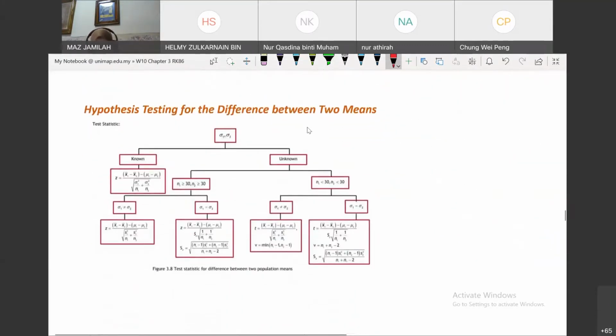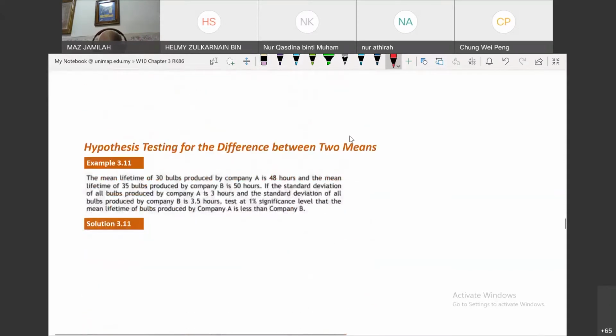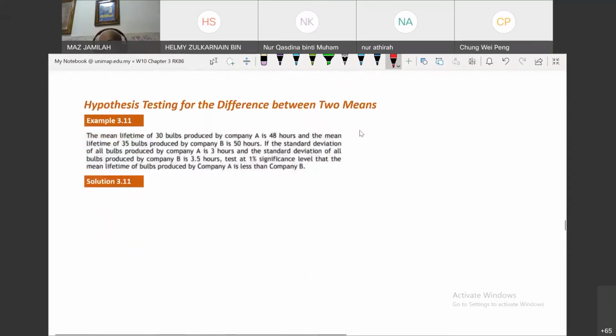Now, again, what will be the condition for two population means? Again, you will need to remember the condition of your sigma 1 and sigma 2: if it is known or unknown, if n is greater than 30 or less than 30. And then finally, either sigma 1 is not equal to sigma 2 or sigma 1 equals sigma 2, and so on and so forth. So there will be a different formula that you will need to apply for different conditions. Now, let's look first at the hypothesis testing for the difference between two population means.